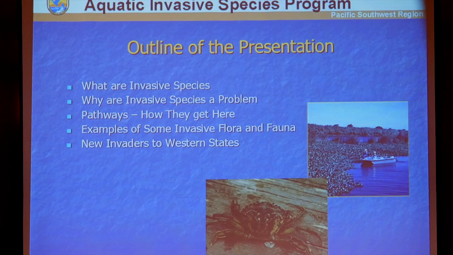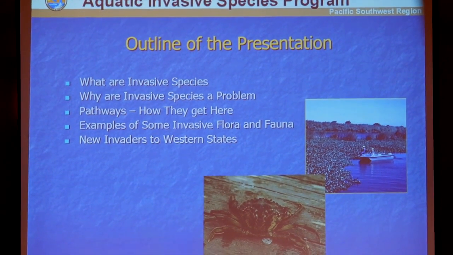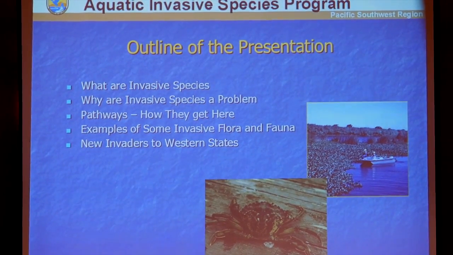It'll be real simple. We're going to explain what are invasive species, why they are a problem, pathways, how they get here. We're going to talk a little bit about vectors, how they move from place to place once they get here. And I'll give you some examples of some invasive plants and animals, just common ones that actually you've probably seen, some that are in Lake Piru, some that are in other water bodies that are close by, most of them within the state of California. And then we're going to talk about quagga mussels, new invaders, the most recent poster child for aquatic invasive species, okay? So basically, what are aquatic invasive species?